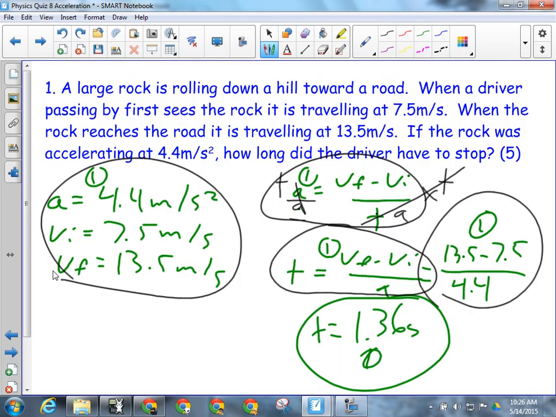Final velocity, 13.5, minus initial velocity, 7.5, divided by acceleration, 4.4. Now if they only did one of the 2 steps, but it's right, you can give them both marks because they knew what to do. And then that should equal out to 1.36 seconds. If they rounded to 1.4, that's fine. So that one's out of 5 marks. Any questions on that one?